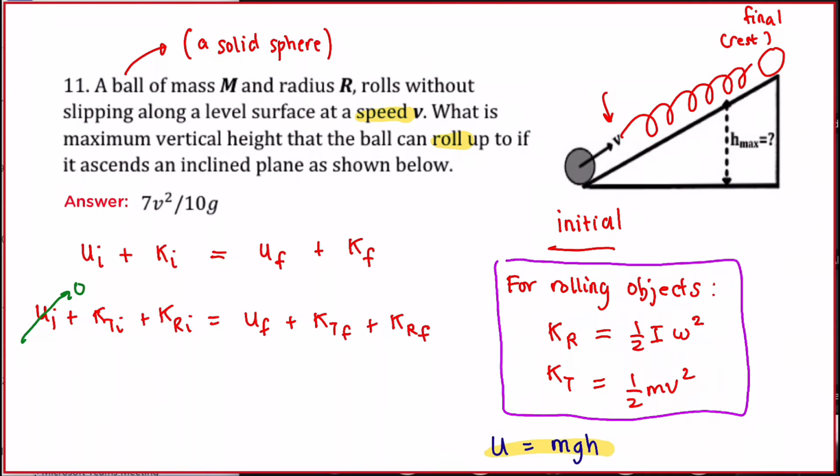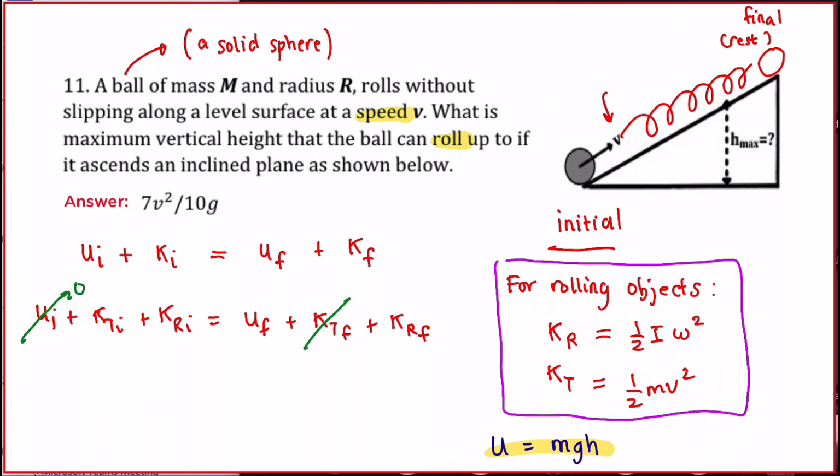Yes, Muhammad Jassim. UF, is it going to be 0? Yes or no, and why? No, because the height won't be 0. Very good, because the object is now elevated at a certain height, so therefore your final potential energy is not going to be 0. However, our translational kinetic energy is going to be equal to 0.